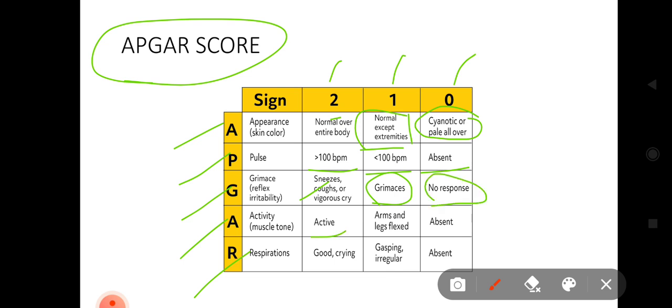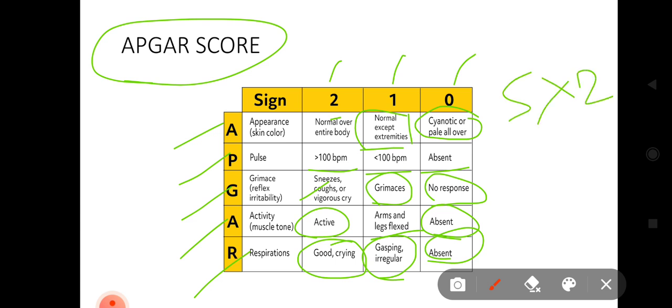Activity, muscle tone: if the baby is actively moving all his or her limbs, then the score is 2. If arms and legs are flexed, then 1. And if no activity is there, hypotonia is there, then the score given for the activity parameter is 0. Now respiration: if the baby is crying well and respiration is good, then score 2. If gasping or irregular respiration, then 1. And if no respiration, then the score is 0. There are 5 parameters with a maximum of 2 each, so the total score is 10.